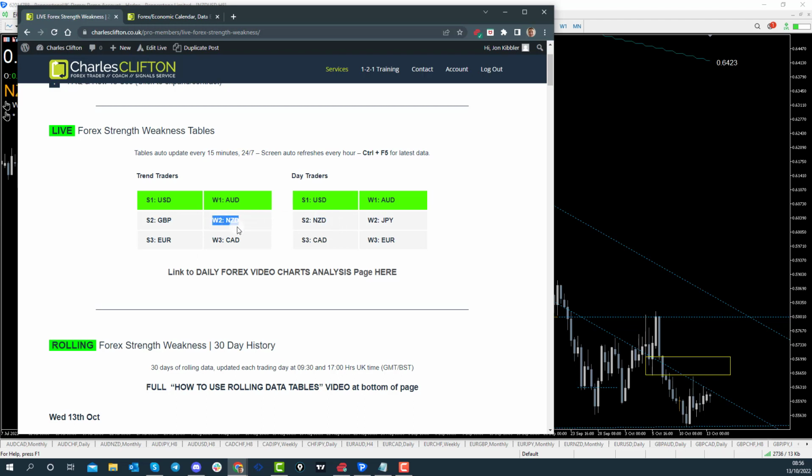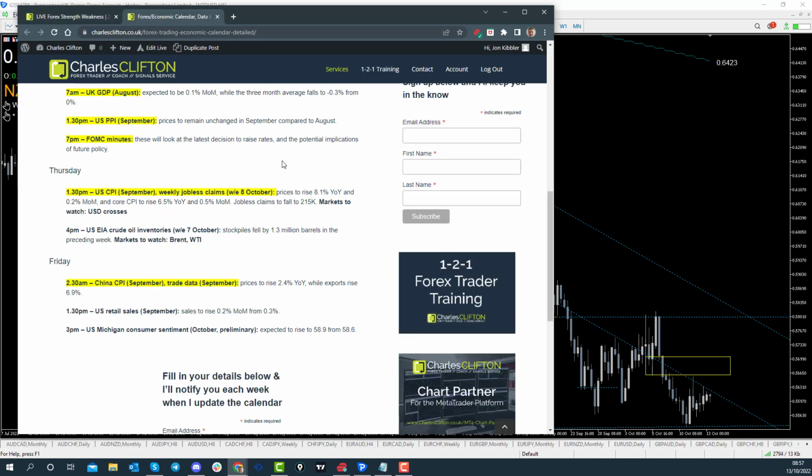That's highlighting to us that there is no confluence between the two trading timeframes and that we should ignore the New Zealand dollar now. You can also see here that Euro is S3 on the trend traders but W3 on the day traders, again showing us that there is no confluence between the two trading timeframes and that we should ignore the euro. Before we jump into the charts, let's go have a quick look at today's economic calendar.